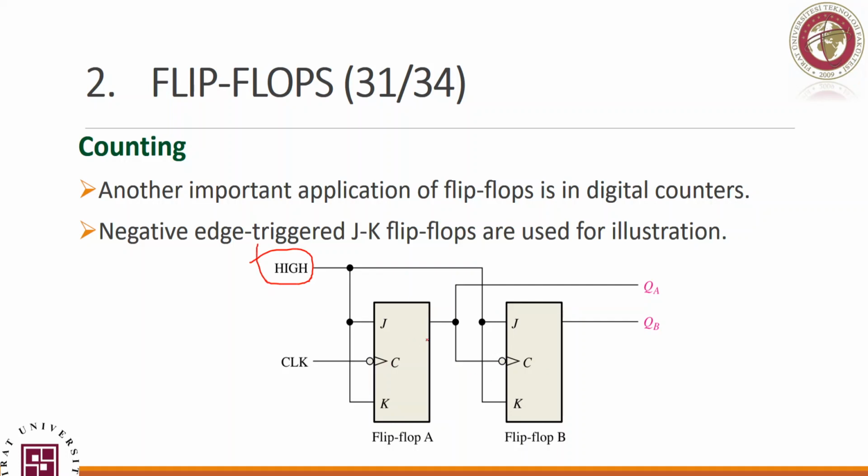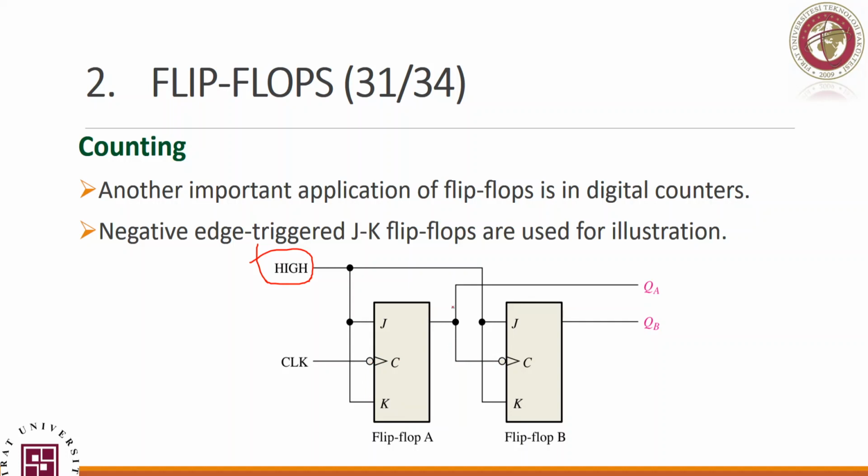Both of these two flip-flops are in the toggle mode. That means if the initial state is low, then at the rising or falling edge, they will be high or low based on the previous state. So they will just toggle. Now look, we have the falling edge. In this case, the change of state is exactly at the falling edge.